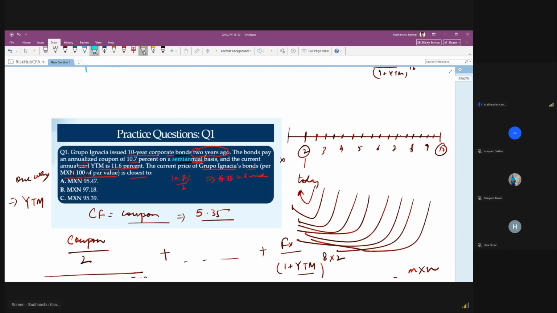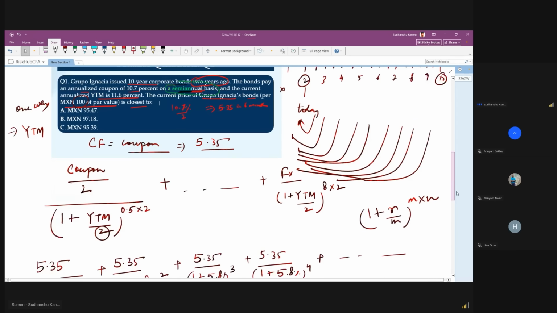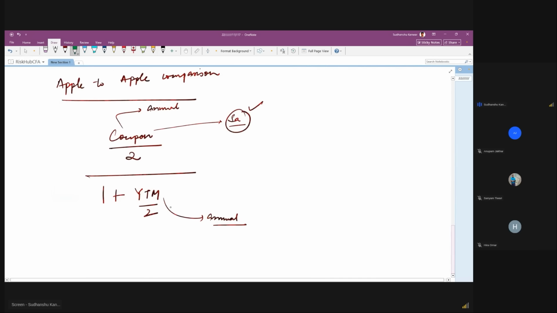Now, if that is the case, semi-annual basis, right? So you have to make your YTM also semi-annual. That is the logic, and the principle is that since this is semi-annual, the time period will depict semi-annuality. So the time period will be 0.5.